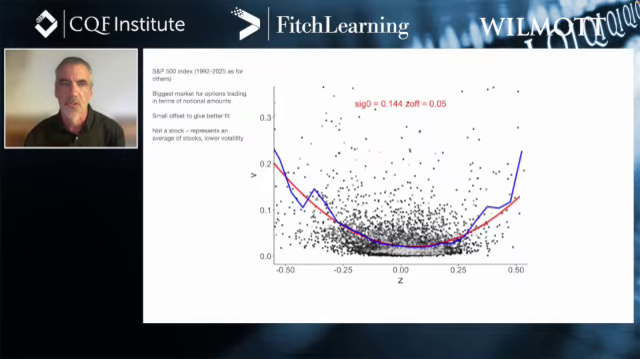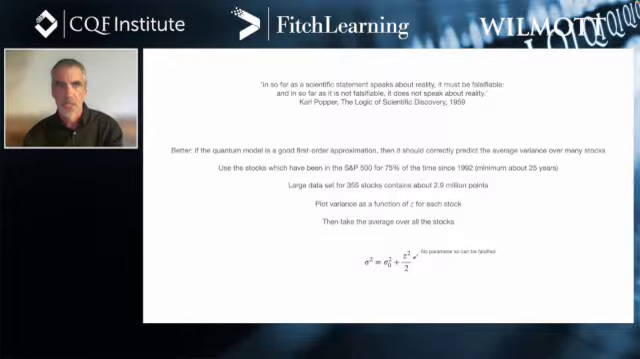This is the S&P 500 index. So this is the biggest market for options trading, so you would hope that it would work here. I've added a very small offset just to make the fit essentially perfect in that central region. Now, this is not a stock, it represents an average of stocks, and that's why the volatility is lower. And really a better test is that if the quantum model is a good first order approximation, then it should correctly predict the average variance over many stocks rather than the variance of the average.